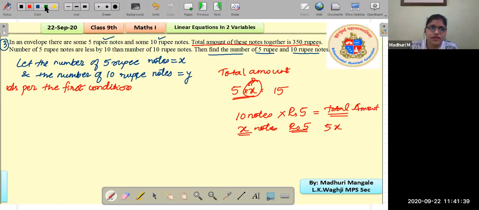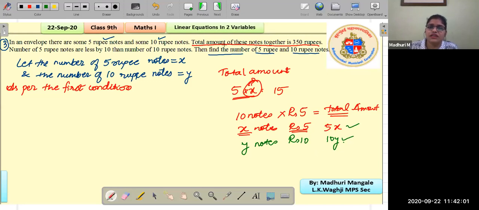Same way, we are having Y notes. We don't know the number of notes. Y notes of rupees 10. So again, to get the total amount, we need to multiply. So 10 times Y, that would be 10Y. That would give the total amount of rupees 5 notes and the total amount of rupees 10 notes.